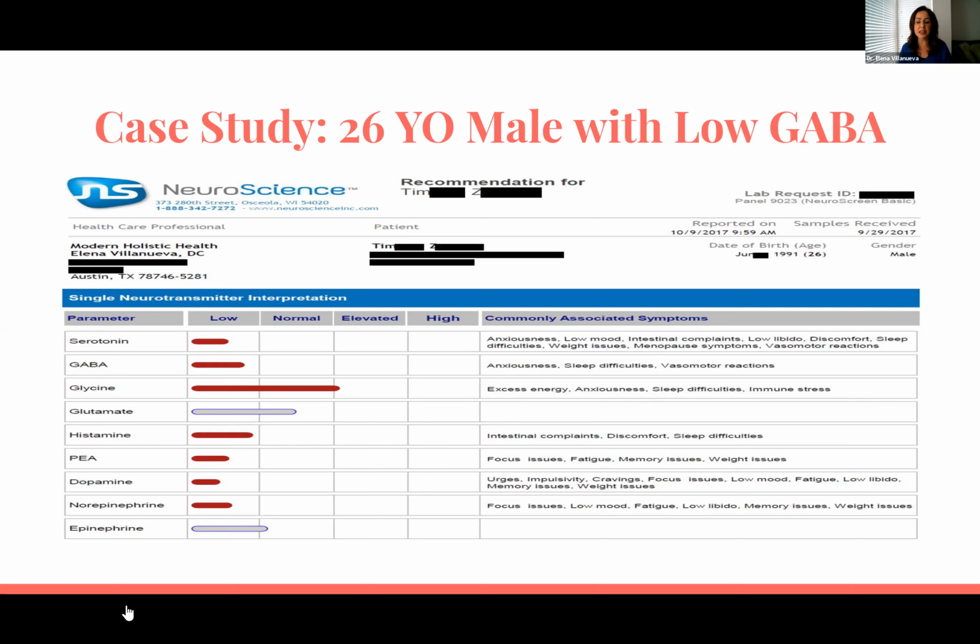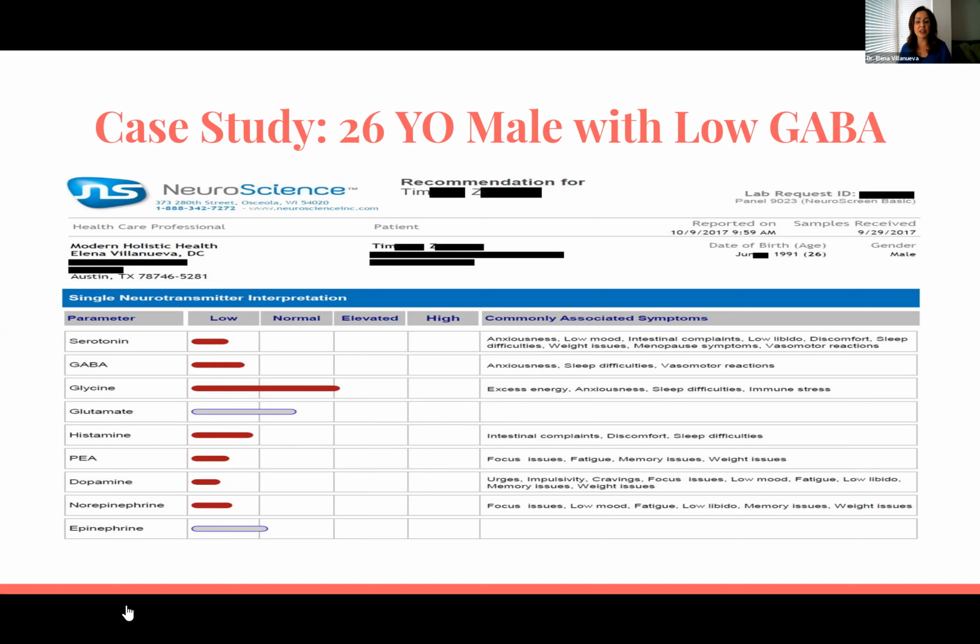And when we tested him, which was in October, we could see that his GABA levels were definitely low, but he also had low serotonin, he had low dopamine, low norepinephrine. He was pretty much low in almost all of his neurotransmitters, as you can see here. We did a lot of testing with him because we needed to find what were the root causes of his low neurotransmitters.